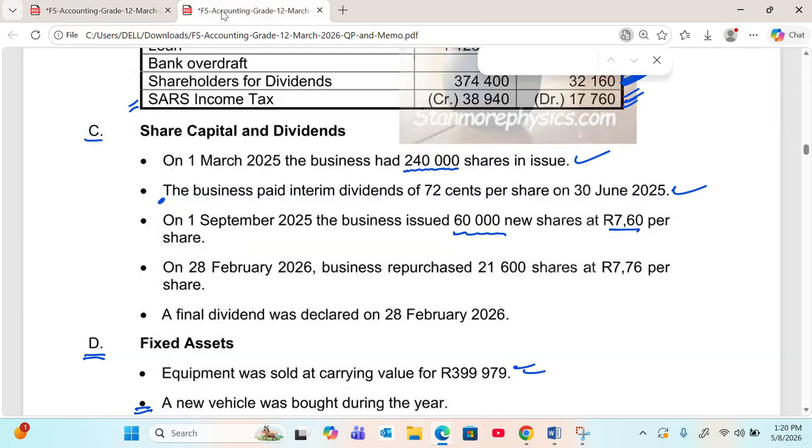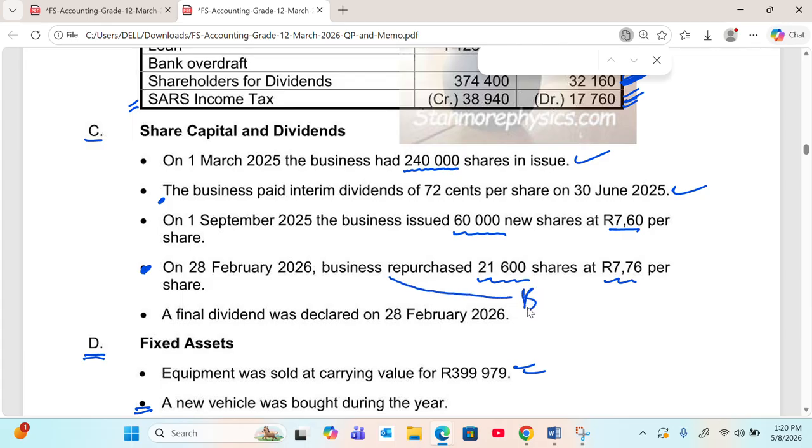Okay, so let's move to another point. On the 28th of February 2026, the business repurchased 21,000 shares at how much? 7 rand and 76 cents. So we're repurchasing shares. Repurchase, we're taking our money to buy back shares.